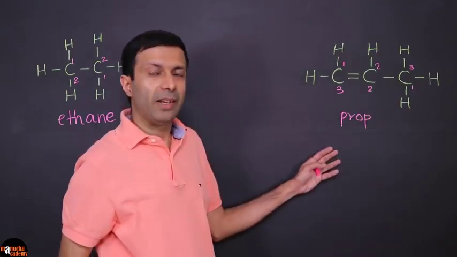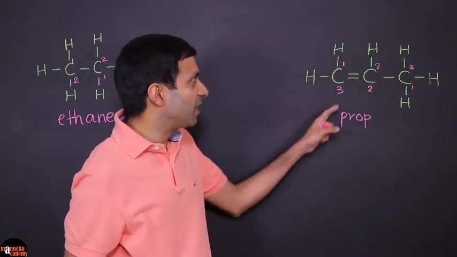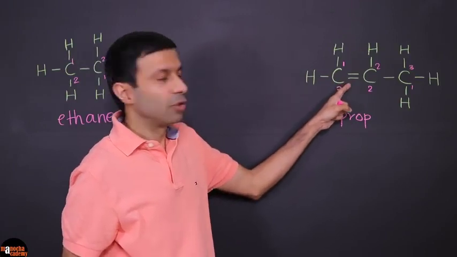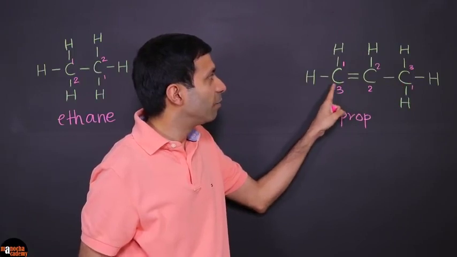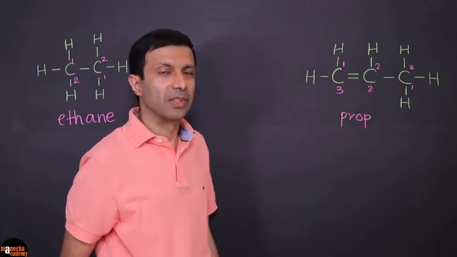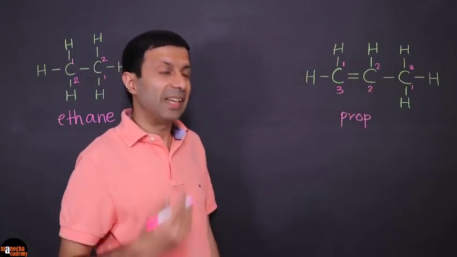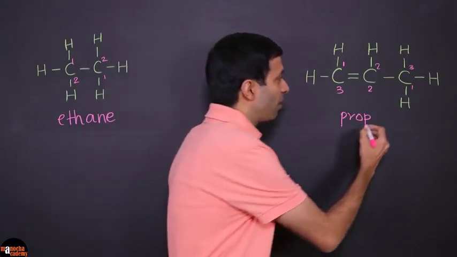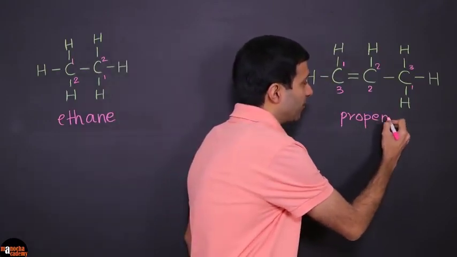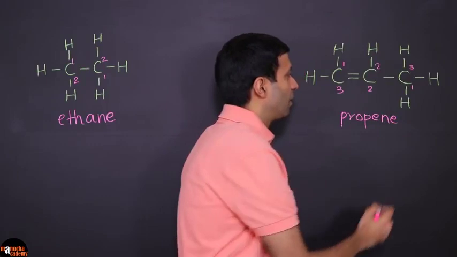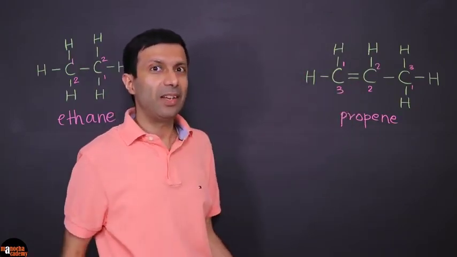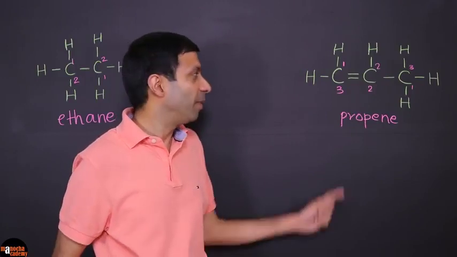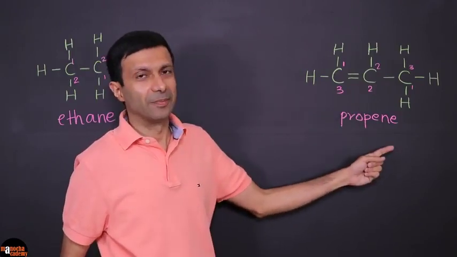And is this a propane? No, because there's a double bond here. So there's a single bond between these 2 carbon atoms, but there's a double bond between these 2 carbon atoms. So it's an alkene. So the name is going to be propene. And if we had a triple bond here instead of a double bond, what will the name be? That's right, it would have been propyne.